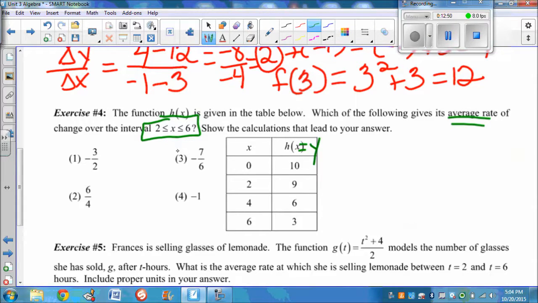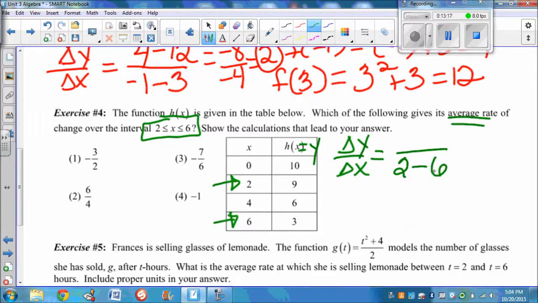Okay, holy smokes. So what do we have here? So I'm going to write my formula down, change in y over my change in x. What do I have? What do I know? The problem gave us the x's from 2 to 6. So let's look at our table. Here's an x value of 2, and here's the x value of 6. So we know we're going to do 2 minus 6.